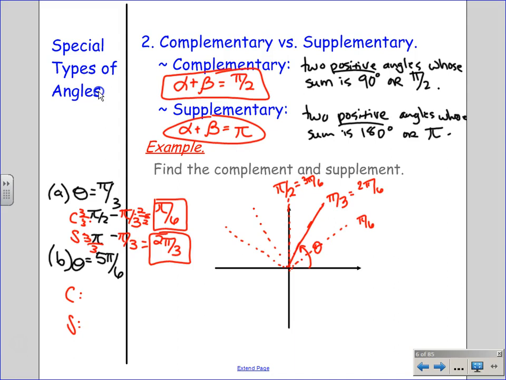Now for this guy, pi over 6, where's he at? 5 pi over 6 is almost a whole calzone. It's all the way over here. So there's my new theta for letter B. What's his complement? Pi over 2 minus. Oh, is it bad if I'm doing 90 degrees minus like 150 degrees? If I'm doing pi over 2 minus something bigger, is that bad? Is there anything left over to get to 90? No. So therefore, there's no complement. The answer would be none.